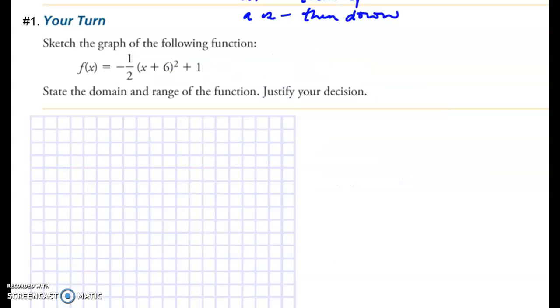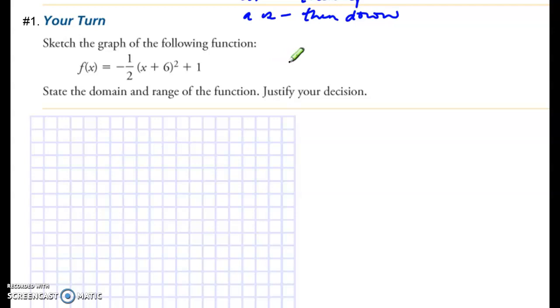Okay, so we're supposed to graph this function. Now, in the past, remember, we would make a big table of values. We would pick random x's, and we would figure out what their y-coordinates were. It was a bigger deal, right? It took a while. Here, not so much, now that we have this form of the equation.